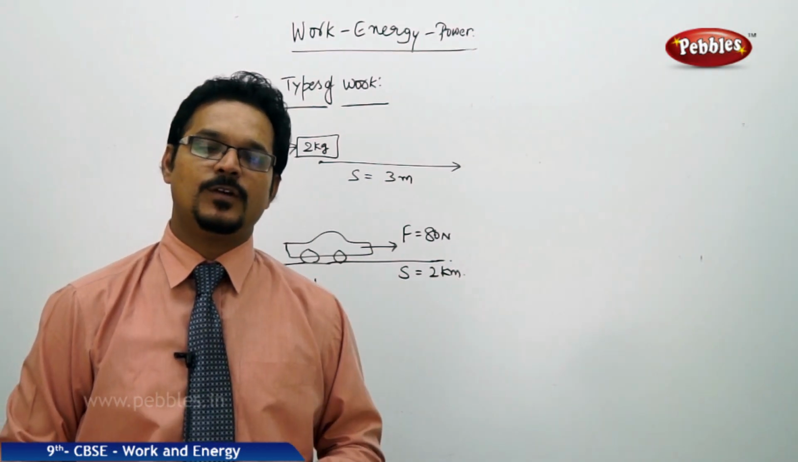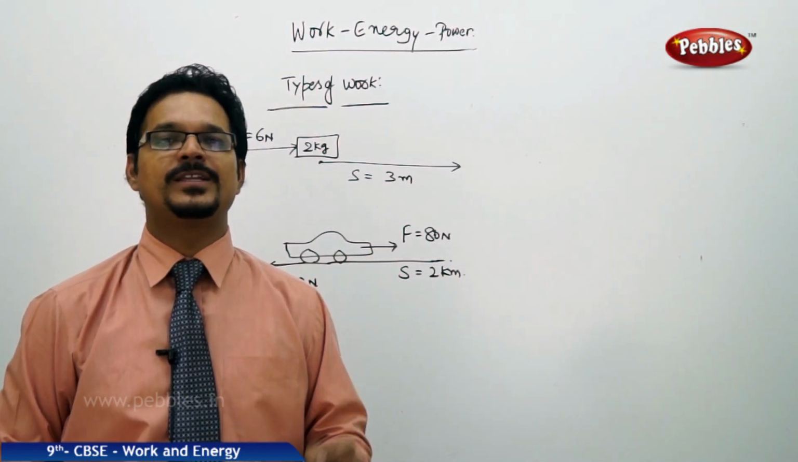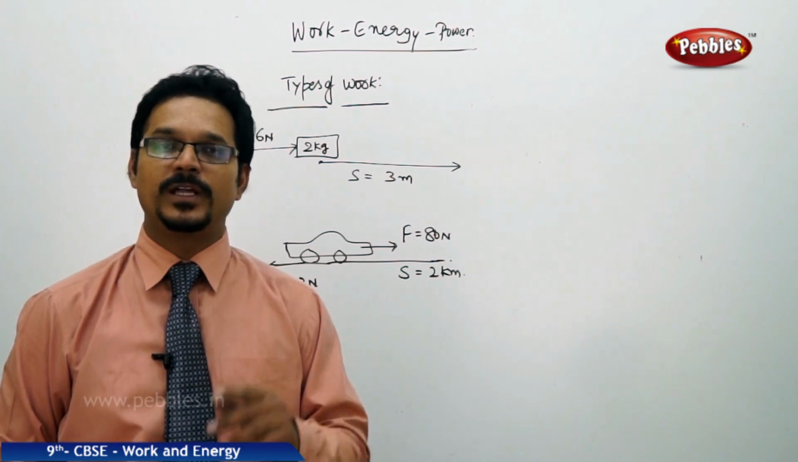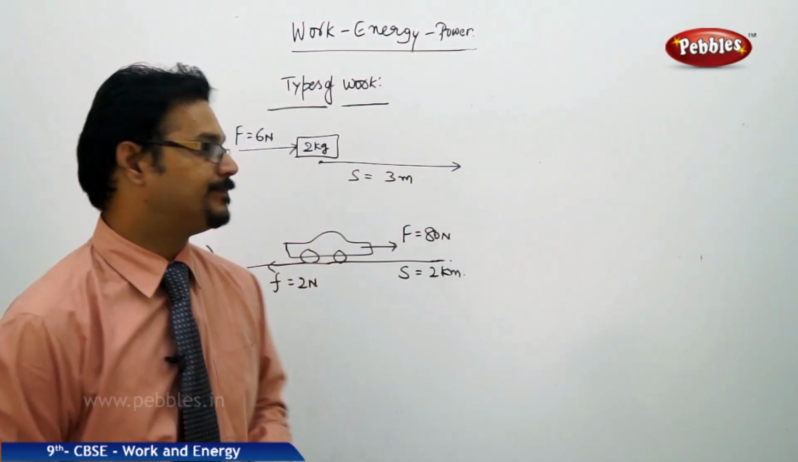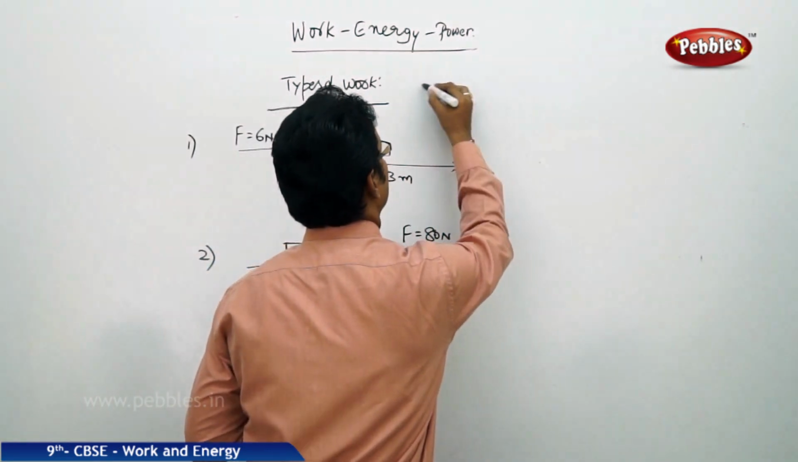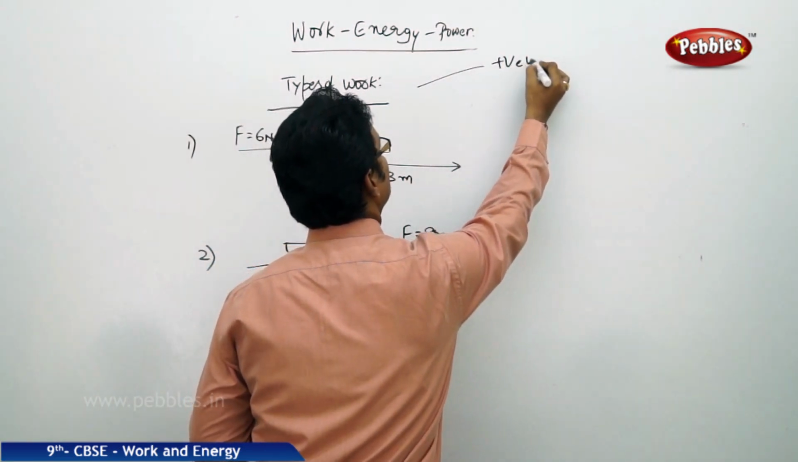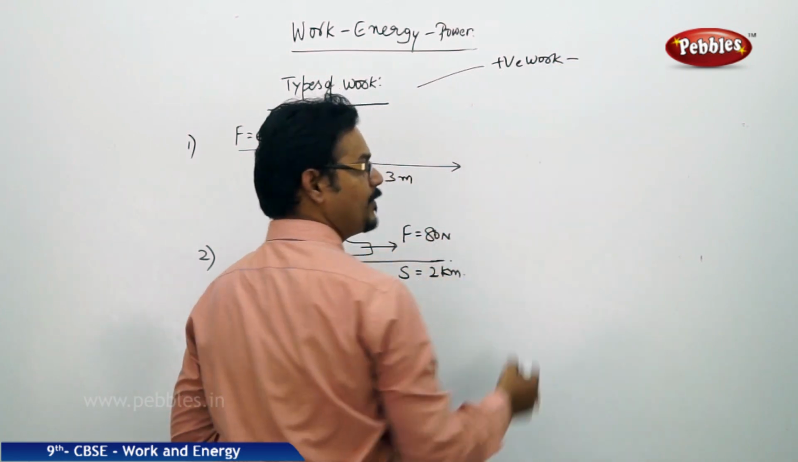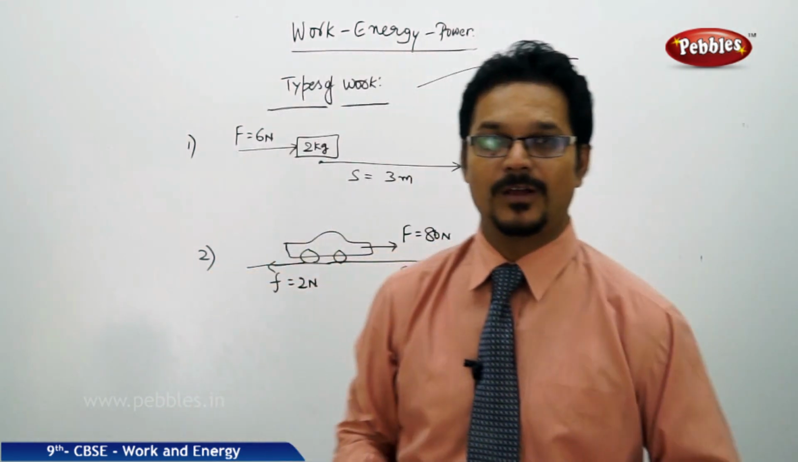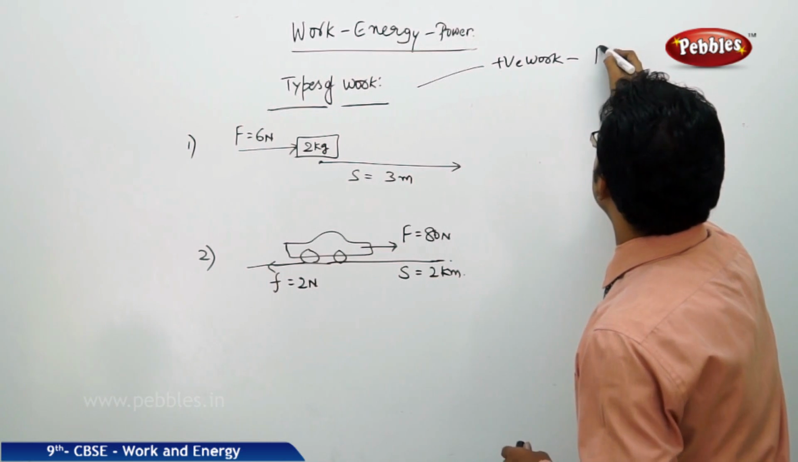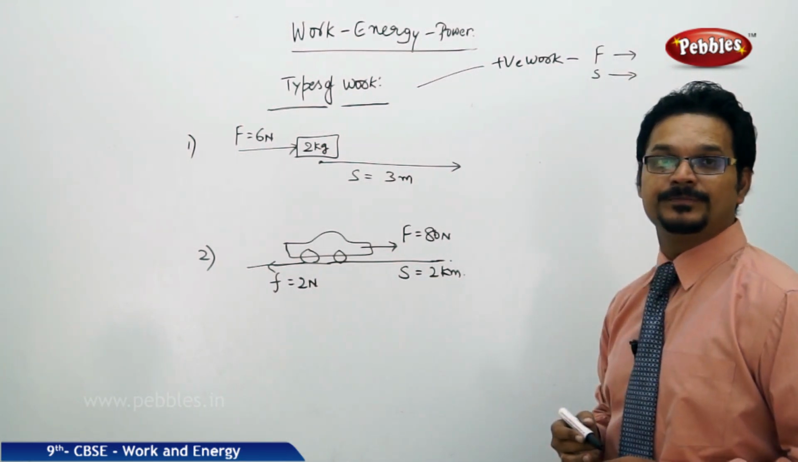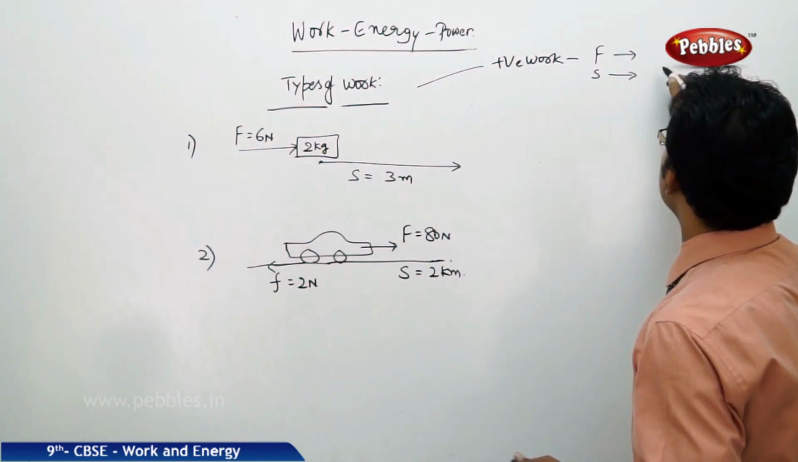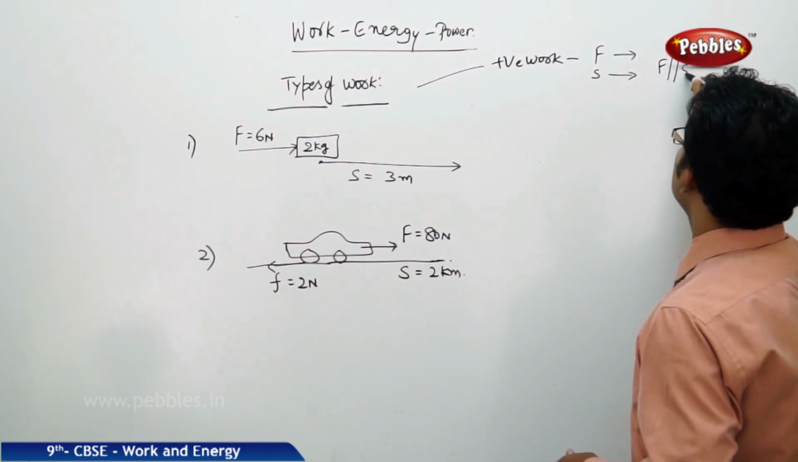Now we understand what is work. Now there are two types of work: positive work and negative work. Positive work: when we say it's positive work, force and displacement both are in the same direction. Mathematically, we can say force is parallel to displacement.